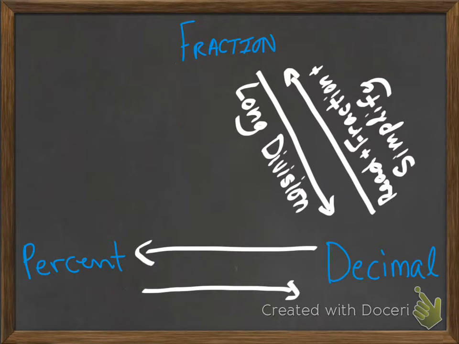Well, this one's nice and easy. Decimal to percent, multiply by 100. Percent to decimal, divide by 100. All right, now this one is probably the most tricky, but you're more than capable of doing it.